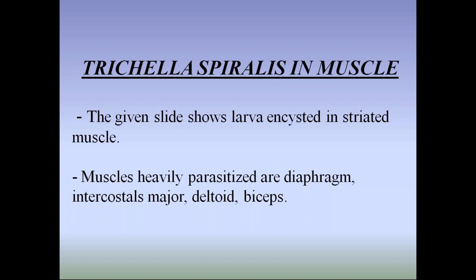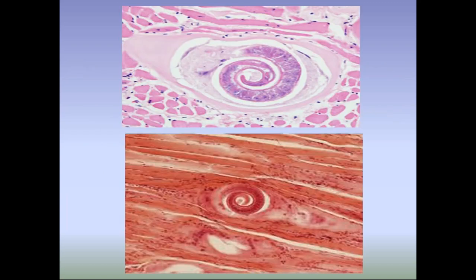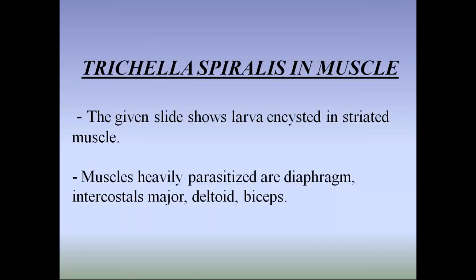Next, third, Trichinella spiralis. The given slide shows Trichinella spiralis. See, there is a coiled larva of the Trichinella spiralis, which is a nematode present in the intestine, a somatic type of worm. Trichinella spiralis is a somatic type of it.